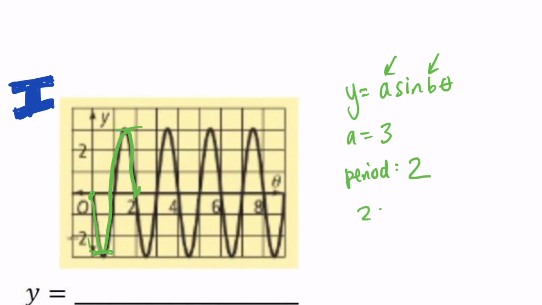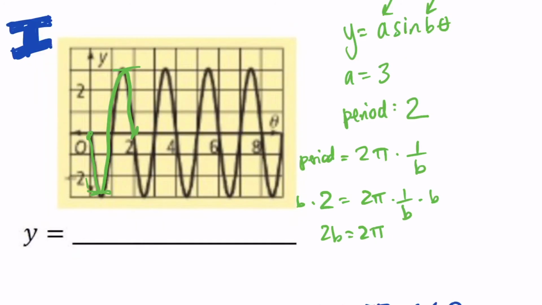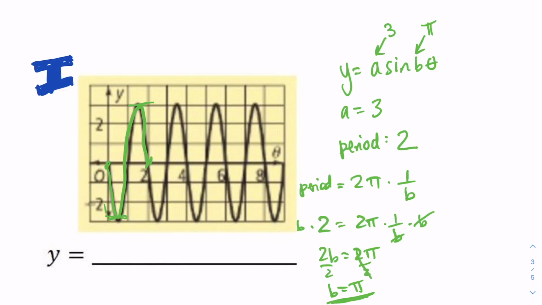So if I know that the period is supposed to be 2 pi times 1 over b, that's what my period is, then since I know the period's 2, I could set these two things equal to each other. So 2 equals 2 pi times 1 over b, and do exactly like what Miss Peart did before. So multiply both sides by b, get 2b equals 2 pi, because these b's divide out, and then I can just solve for b. So divide by 2 and get b equals pi. Boom! So I got my b, I got my amplitude, so now I just need to write my equation as 3 sine of pi theta.